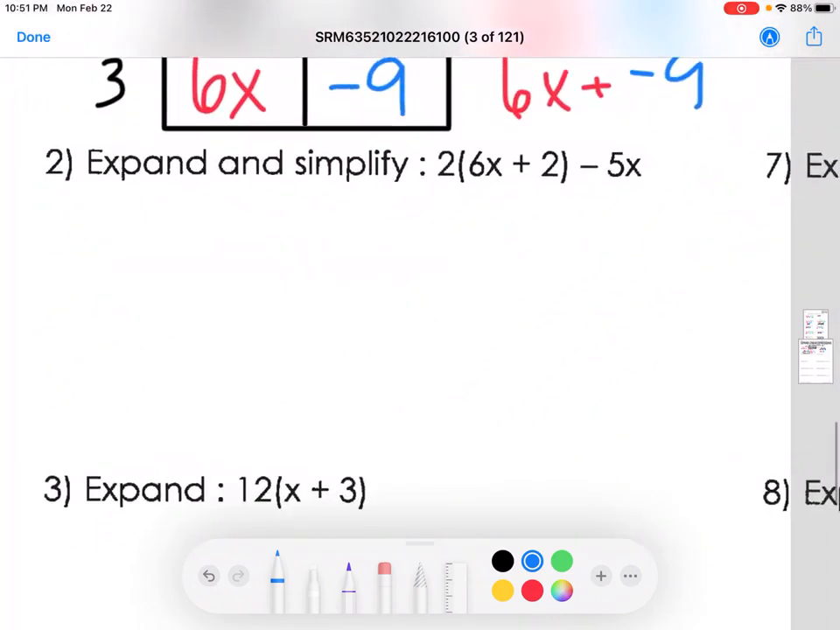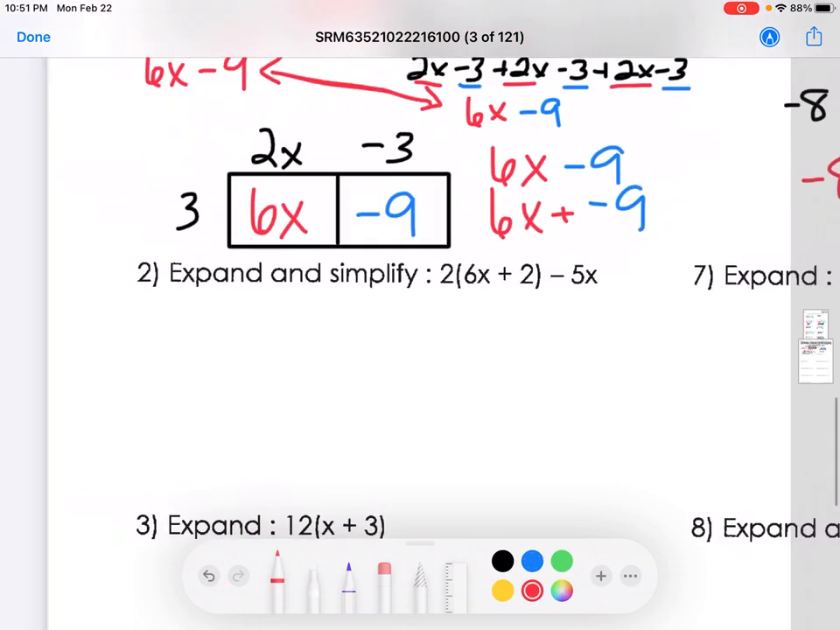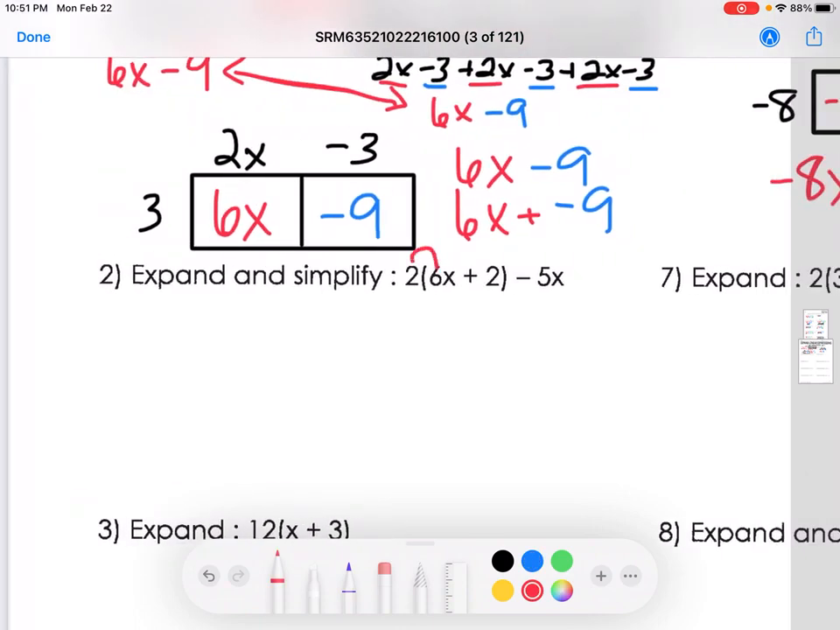Okay, number 2. So I'm just going to expand without drawing a box now. 2 times 6x. So 2 times 6 is 12. So that means I have 12 total x's. And 2 times 2 is 4. And then I also have minus a 5x.